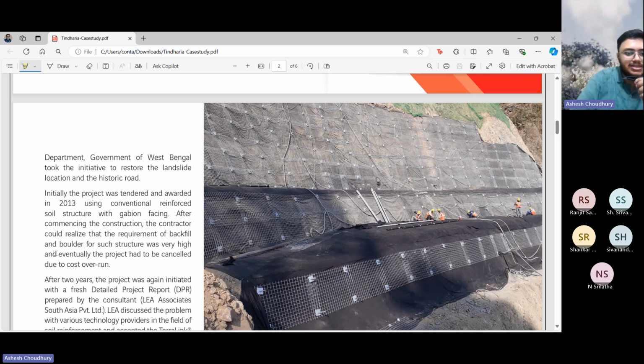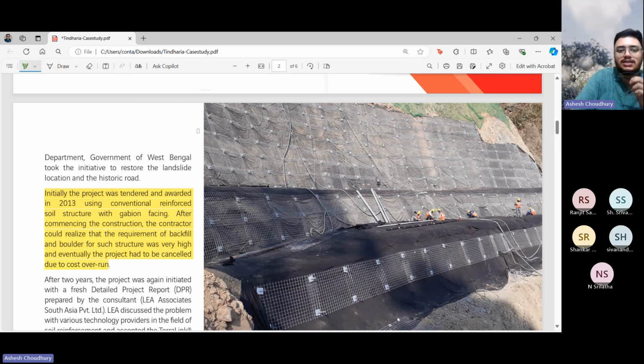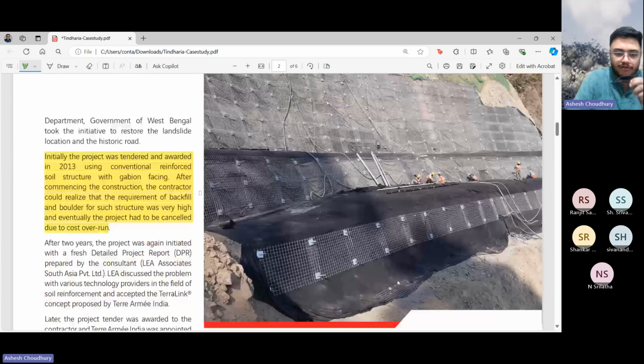And that's why you can see here: initially, the project was tendered and awarded using conventional reinforced soil structure with Gabion facing. After commencing the construction, the contractor realized that the requirement of backfill and boulders for such a structure was very high, and eventually the project had to be cancelled due to cost overrun. So eventually they had to cancel it due to the high cost involved.